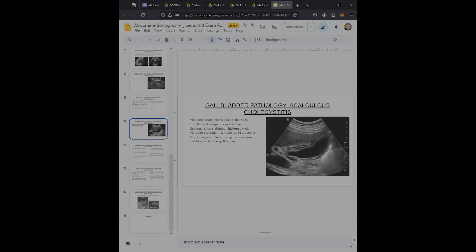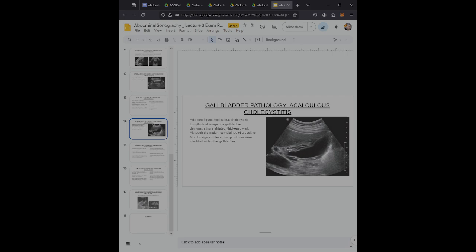We can move on to acalculous cholecystitis. These patients present with all of the symptoms and sonographic findings of cholecystitis, except no gallstones are present. And this form of acute cholecystitis is more commonly found in children, recently hospitalized patients, or those who are immunocompromised. Clinical findings include right upper quadrant tenderness, epigastric or abdominal pain, and leukocytosis. Sonographically, you will see a positive Murphy sign, gallbladder wall thickening, sludge, pericholecystic fluid.